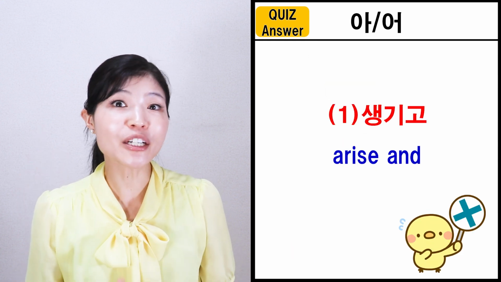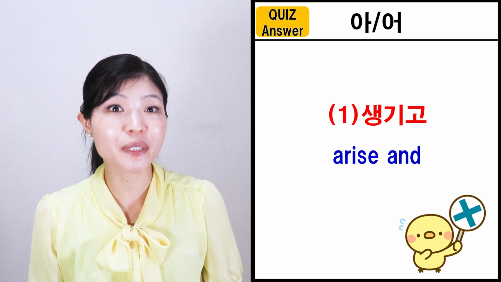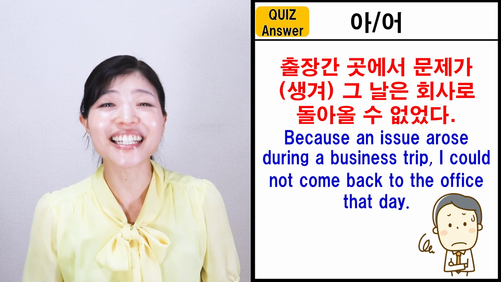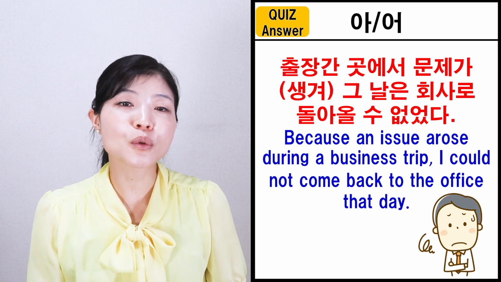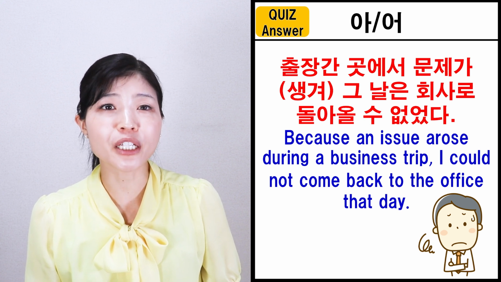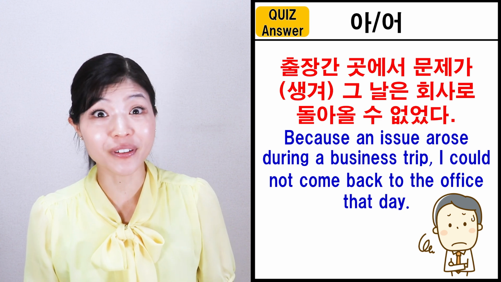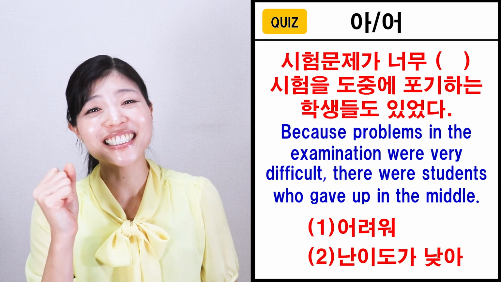Number 1, 생기고 means arise and, right? It doesn't express the reason. Then let's read the sentence together. 출장 간 곳에서 문제가 생겨 그날은 회사로 돌아올 수 없었다. Please read this as if you are writing it in your journal. Let's try the next quiz.